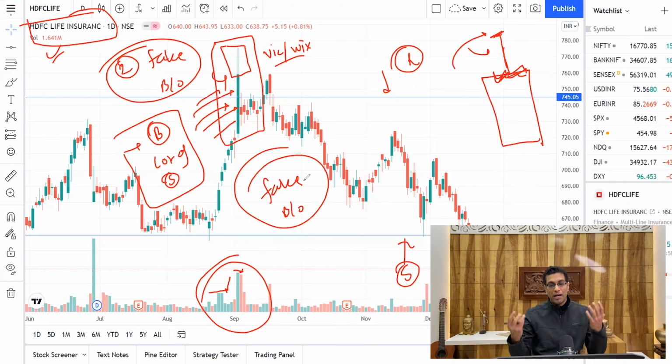Now, of course, you need to practice more. You need to identify more cases. I'm just giving you a framework so that you can practice. But I hope this technique is clear, that if you are able to identify the difference between a real breakout and a fake breakout, you can make a lot of money in the process.